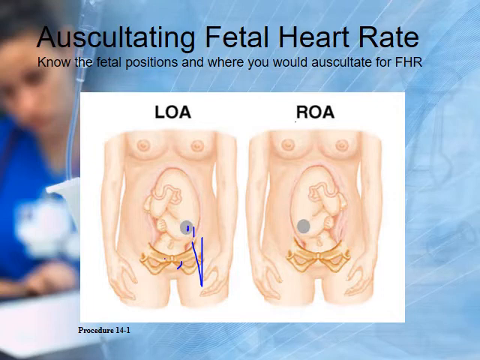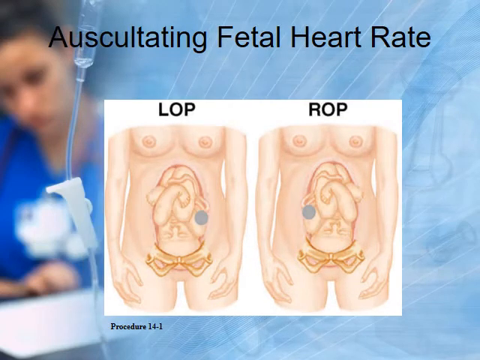Then we have ROA, right occiput anterior. Okay, so the occiput's here, it's on mama's right, and it again is anterior. You're going to get the heart tones over there. Left occiput posterior. This is a good schematic of this, and I can't even really draw the occiput because it's at the mom's tailbone on both of these, okay?